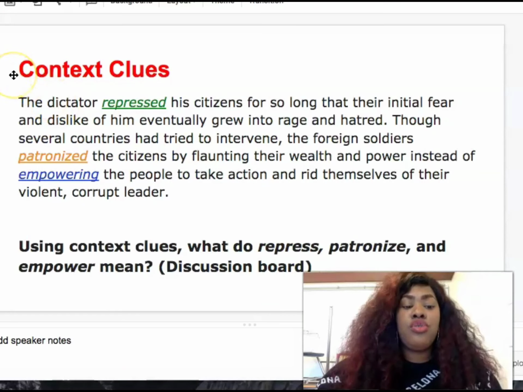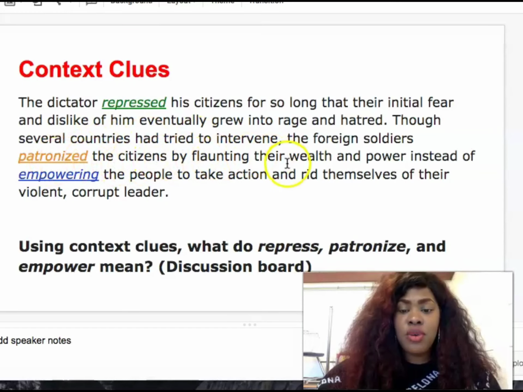So now let's go into our vocabulary deep dive for today, guys. Today we're going to do some work with context clues. Here is the sentence or the paragraph that we're going to be looking at. The dictator repressed his citizens for so long that their initial fear and dislike of him eventually grew into rage and hatred. Though several countries had tried to intervene, the foreign soldiers patronized the citizens by flaunting their wealth and power, instead of empowering the people to take action and rid themselves of their violent, corrupt leader.